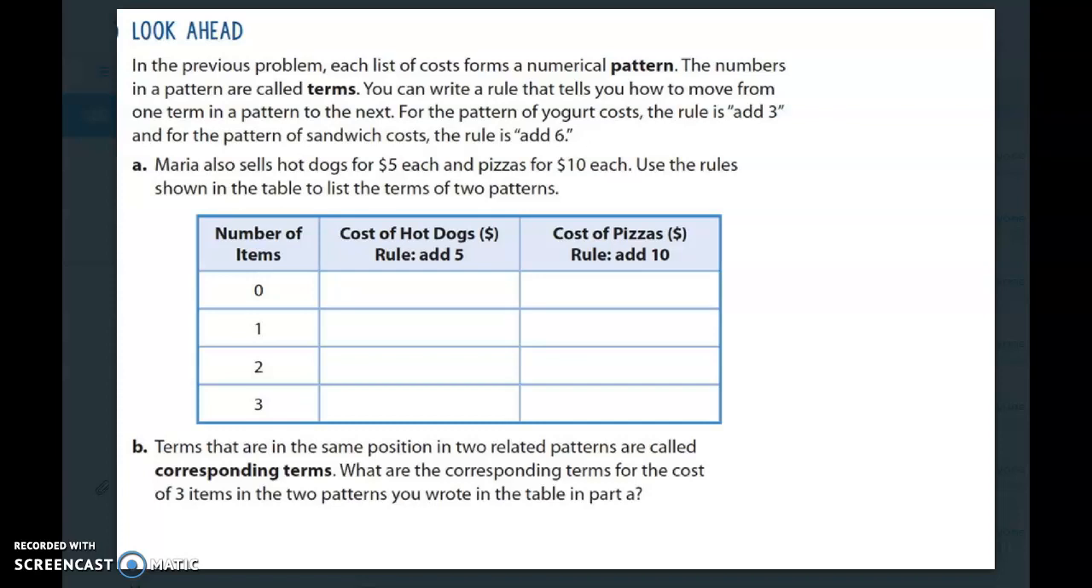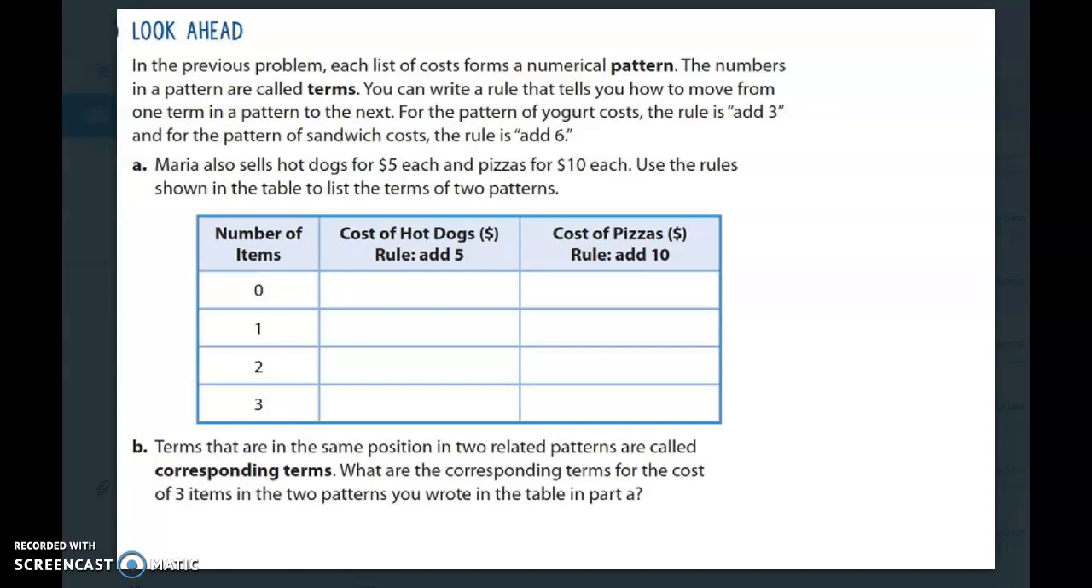So on the last slide, we were looking at the patterns and we determined the pattern between the yogurt and the sandwiches were multiplying by 2. Because every time we added a number of item, the yogurt was going up by 3. So we're adding 3. And the sandwiches, we were adding 6 every time. So let's take a look here.